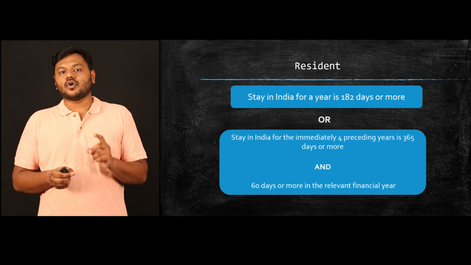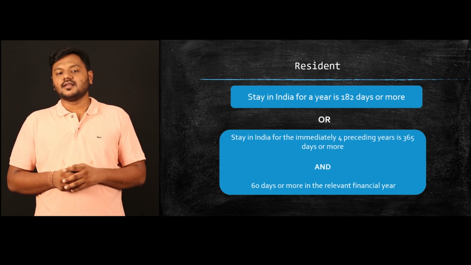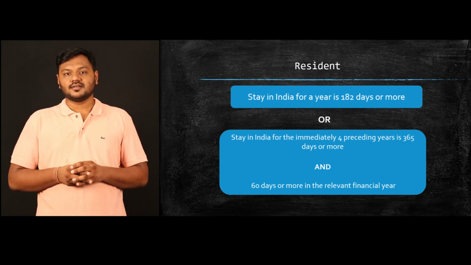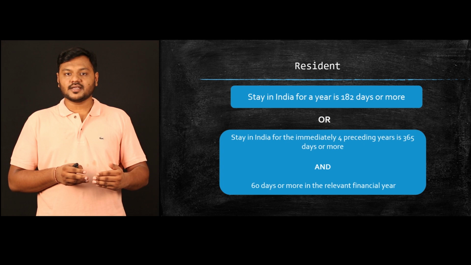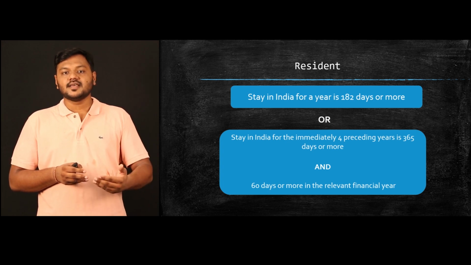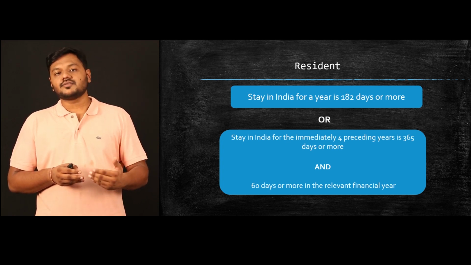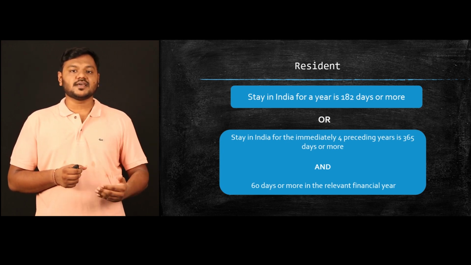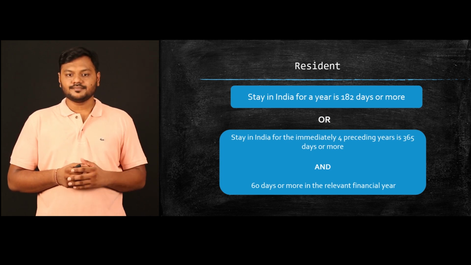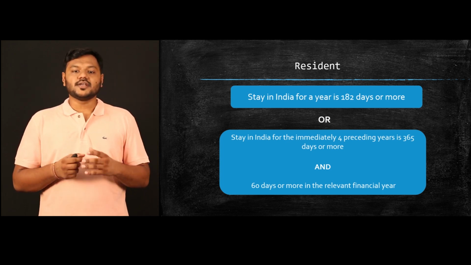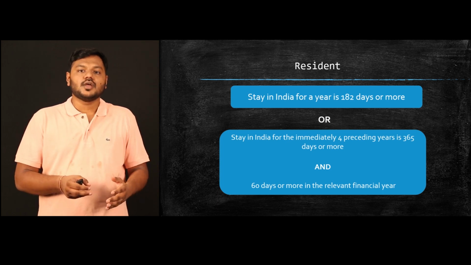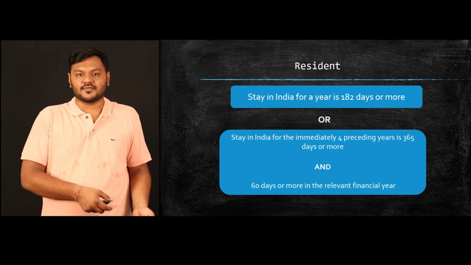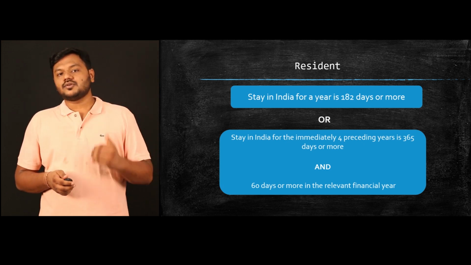With that, he also needs to fulfill an additional condition that he has to stay in India for 60 days in the previous year. So if you are not able to fulfill the condition of 182 days, and you want to be resident, you need to fulfill two conditions simultaneously. Condition number 1, in the previous year, you need to stay in India for 60 days or more. And second condition, you need to be in India for 365 days or more in the 4 years preceding the previous year. So there are two conditions.